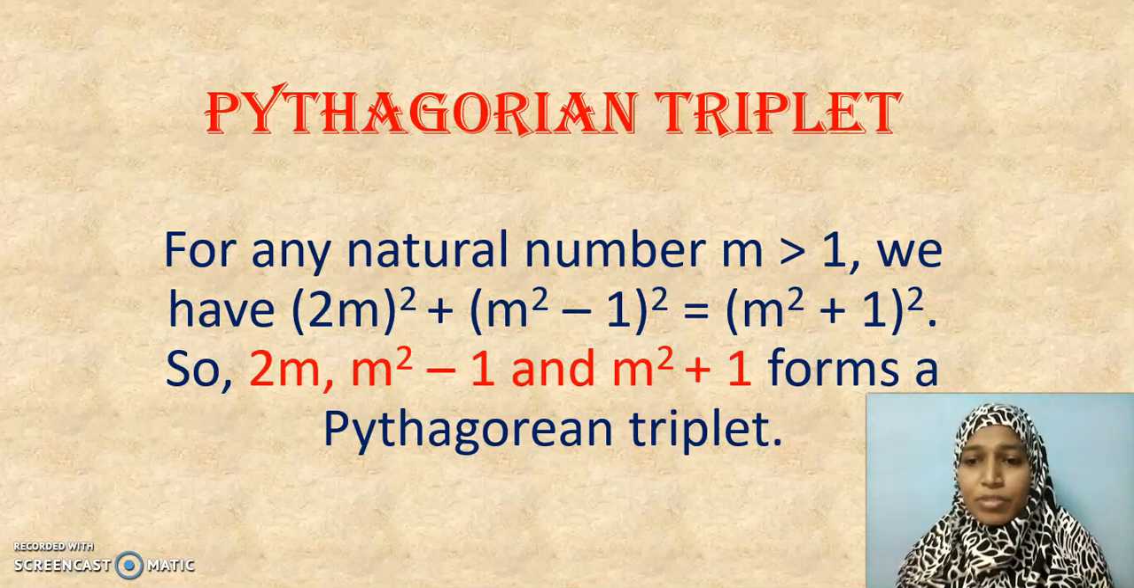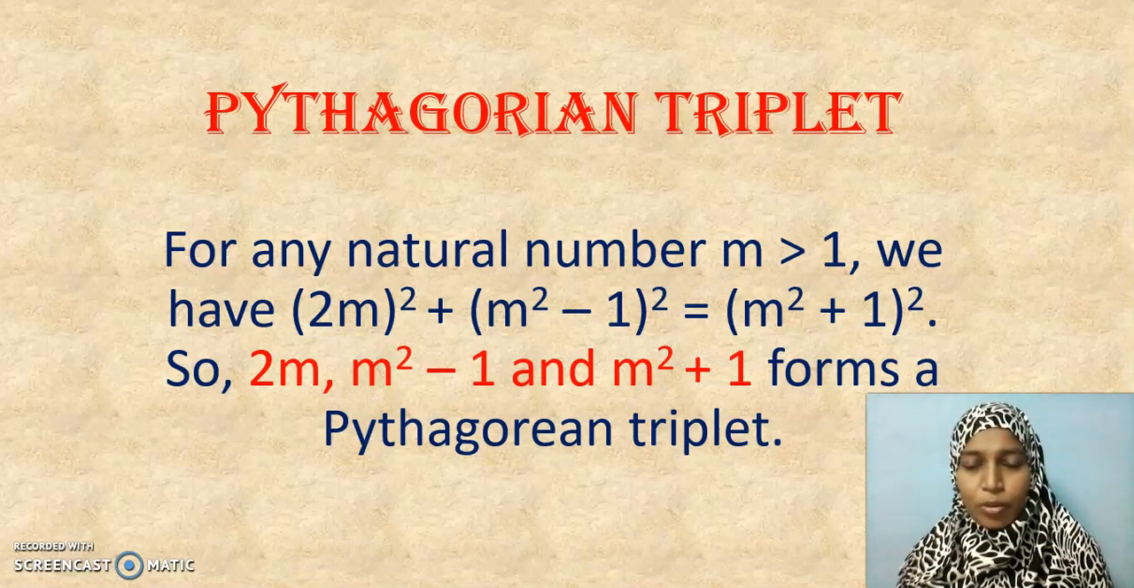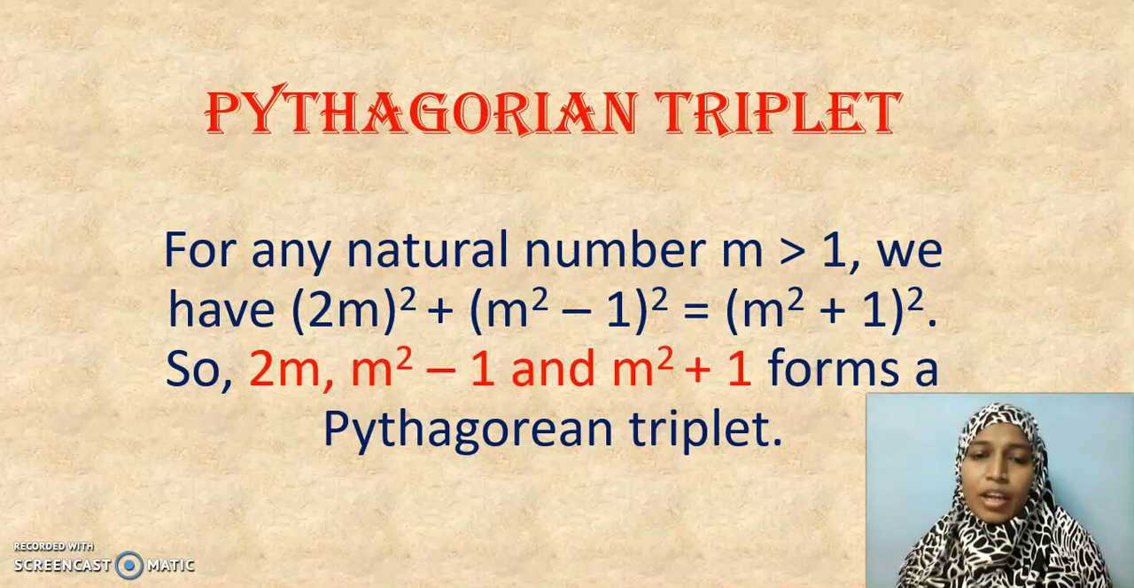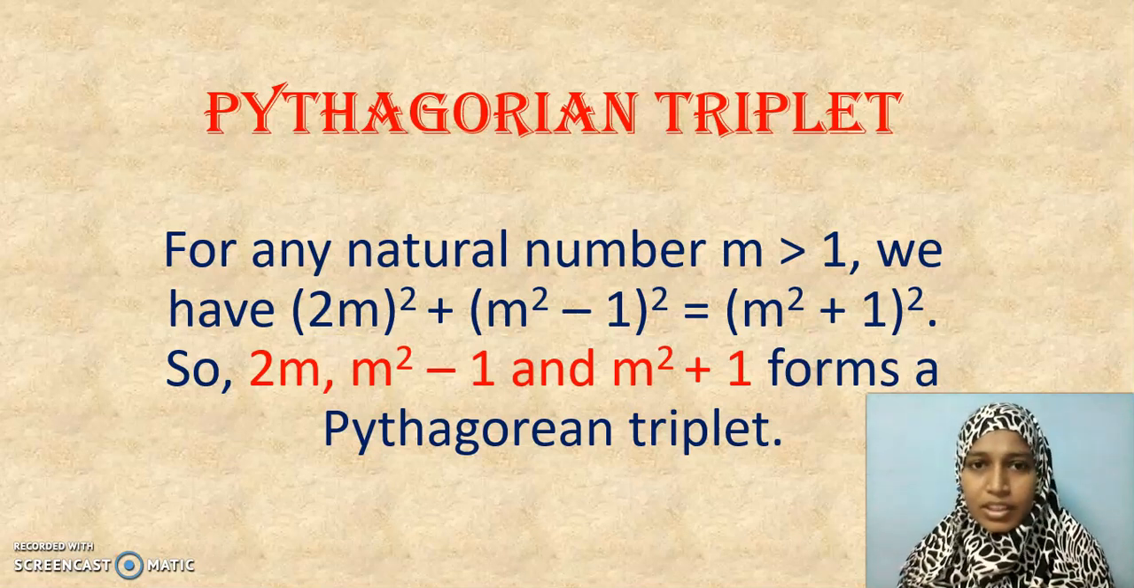You may ask, ma'am, shall I substitute m to be half, which is less than 1? No, my dear children, you cannot, because as per this definition, m should be greater than 1. Is it clear, my dear children? We solved a few problems using this Pythagorean triplet.